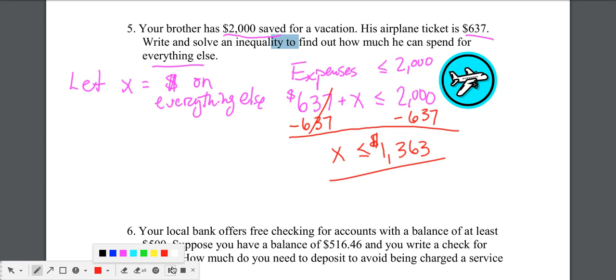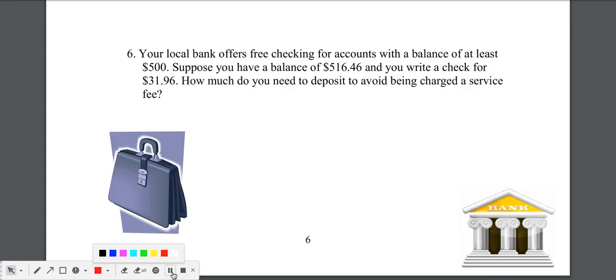Look at example number 6. Example number 6 is definitely a good one. Again, it has to do with money, because we often deal with money and trying to stay under budget or below a certain amount of money. Okay, let's start out by reading it. And on number 6, your local bank offers free checking for accounts with a balance of, here's the key words, at least $500 in your checking account.